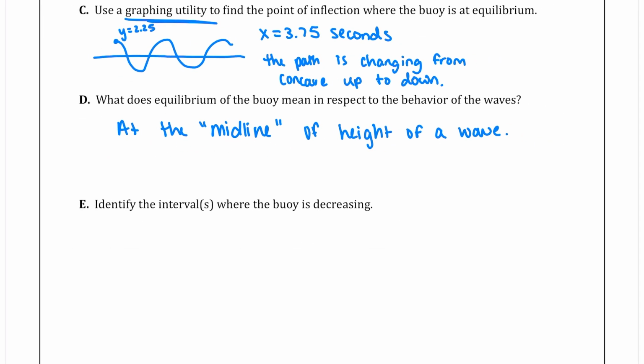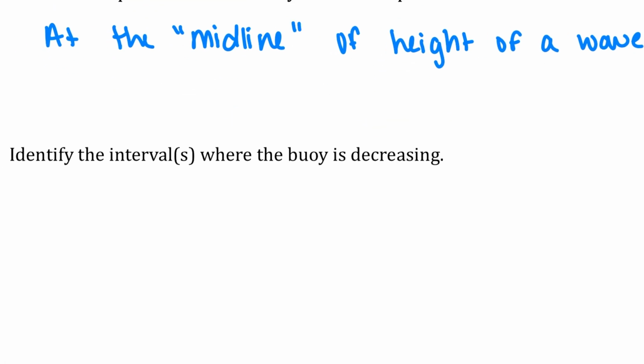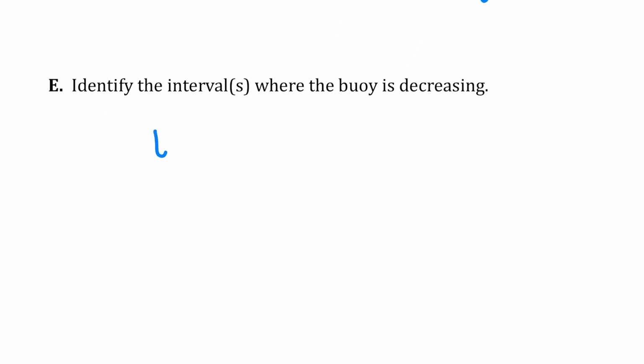So based off of your calculator, you're just going to look at your graph and see where we are decreasing. All right, sorry, the height of the buoy is going to decrease from a maximum to a minimum point because this is our cosine graph. And I'm just going to say the answer here. It's going to be from 7.5 seconds all the way to 15 seconds.